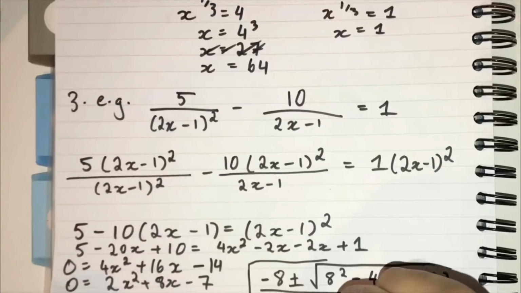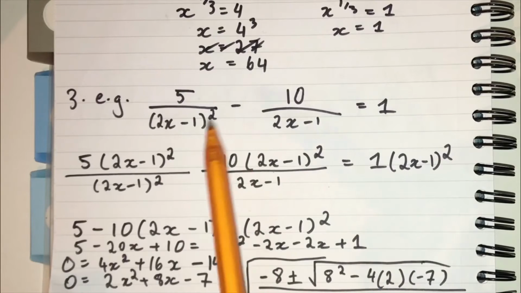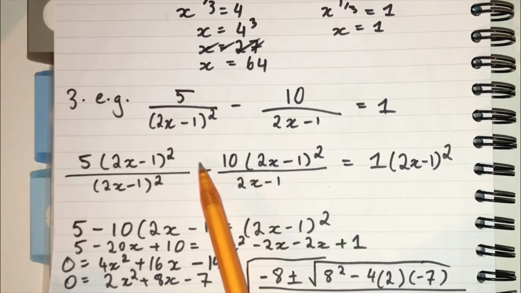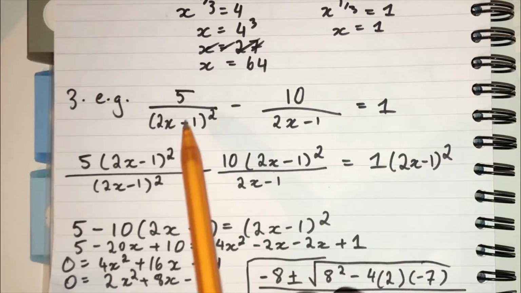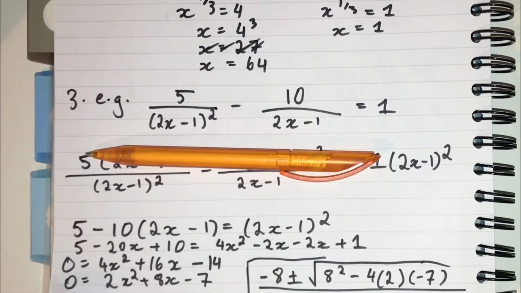Last but not least, we have this example right here, where we don't have any clear indication of what our number could actually be. And this is just the question here, ignore the bottom part for now. It says 5 over (2x minus 1) all squared minus 10 over (2x minus 1) is equal to 1. You have to solve this equation, and you're given it as a quadratic for the unknown.